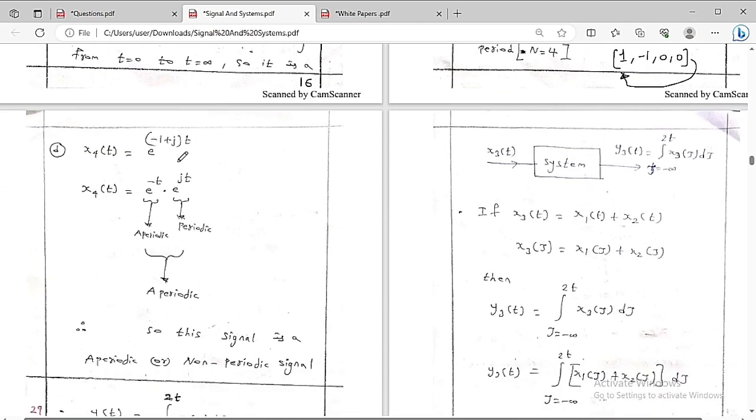So now let's go for option D. What is option D? S of t is equal to e to the power of minus 1 plus j, into t.